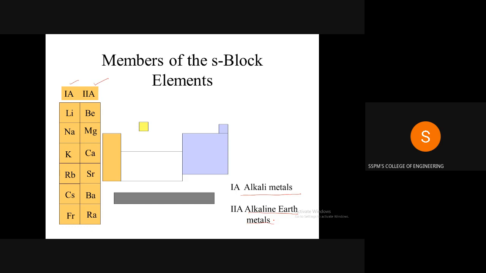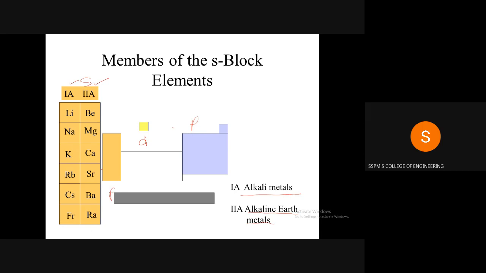The remaining periodic table contains the D block, P block and F block elements. In the P block there are groups 13 to 18, and the D block is groups 3 to 12. So groups 1 and 2 are included in the S block and are called the S block elements. This is the position of the S block elements in the periodic table, that is, the position of groups 1 and 2.